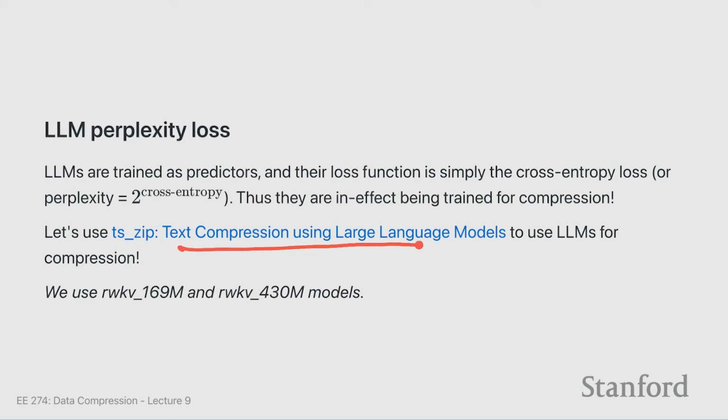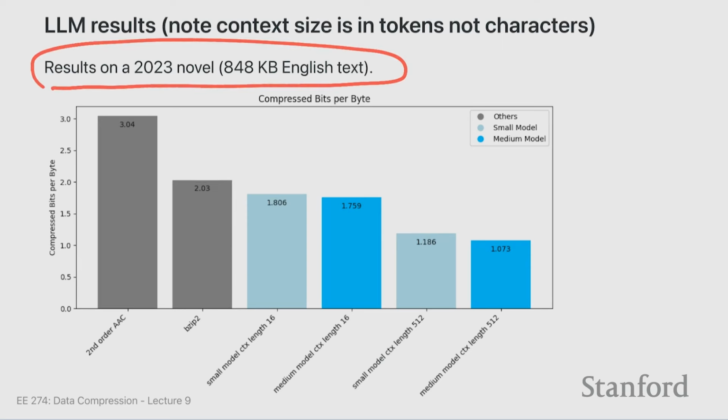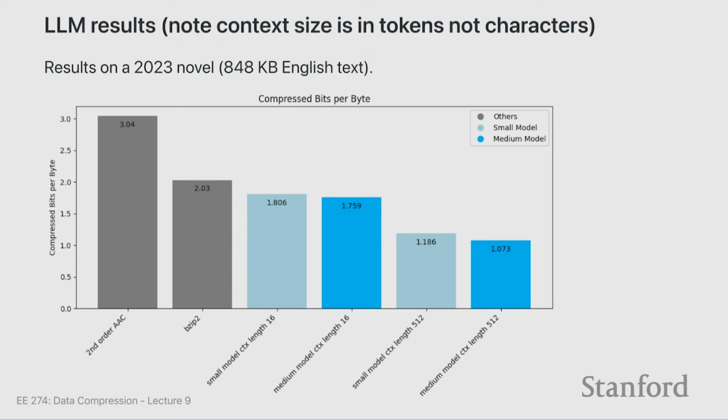I took this recent work by the same person who made NNCP, who made this text compression using large language models, where you can download any model and use it to compress your favorite text. I did a couple of things. I took a 2023 novel, and I took second order arithmetic coding. I took bzip2, and I took 2 models, and I took different context lengths. Context length is how many past tokens you see.